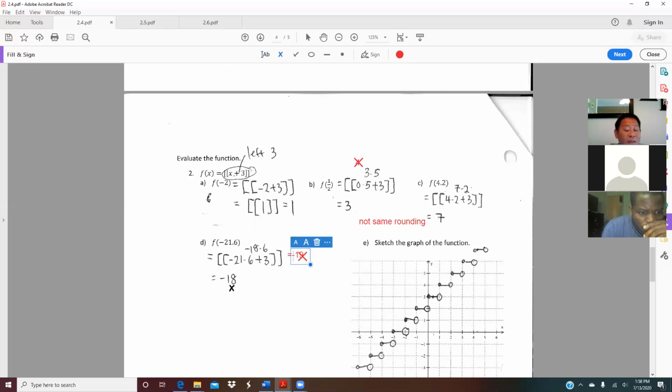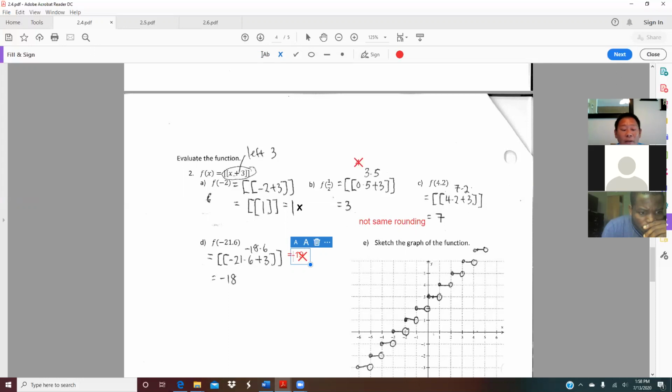It's still -18, because this number is actually bigger than -18.6. I want something smaller than -18.6, so -18 would be the wrong one, and -19 is the correct one. Please, I want to point out to you guys not to simply round when you see a negative at all. So my rule of thumb is to just ignore this number here in this case. Okay, just ignore this number, and that's how you find the greatest integer.